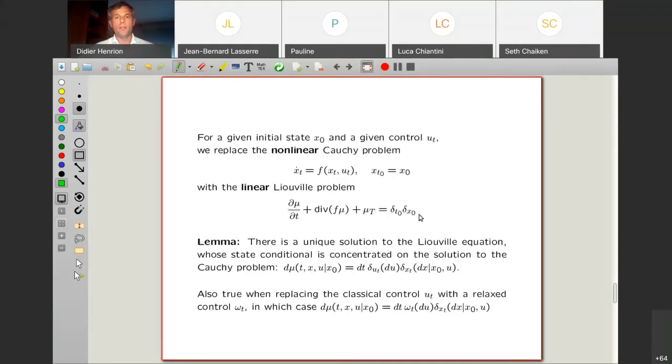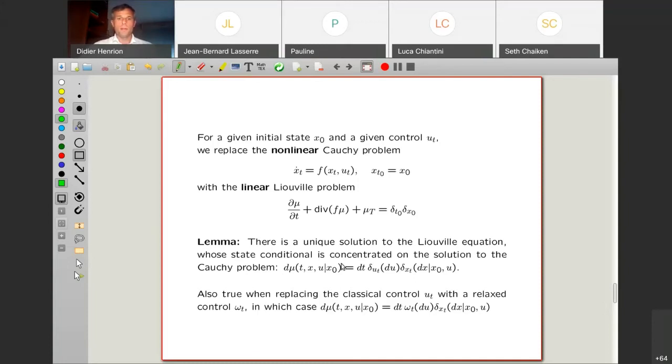So what I've done so far is to reformulate a nonlinear problem, a Cauchy problem, where the initial condition is prescribed, into a linear problem at the price of introducing these occupation measures. You see that the right-hand side of the Liouville equation here is given. It is the initial measure that I denoted mu0, concentrated on the initial condition. And otherwise, what remains here is mu, the occupation measure, and mu capital T, the terminal measure.